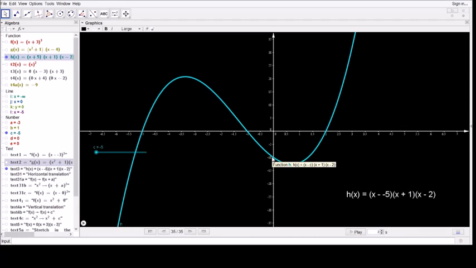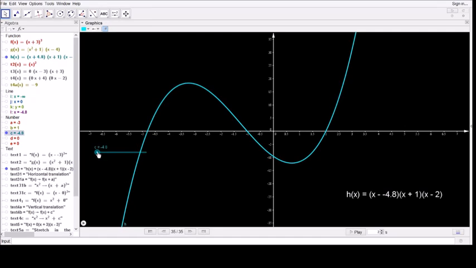The y-intercept is at minus 10, as we would expect. It'll be 5 times 1 times minus 2, which is minus 10. What we'll do then is we'll see what happens to the shape of this graph when we just change the first linear factor. So the x plus 1 and the x minus 2 will remain fixed, and we'll just change the first linear factor. So we should be able to predict then that obviously the roots x equals negative 1 and x equals 2 are not going to change. It's only this root here which is going to change.